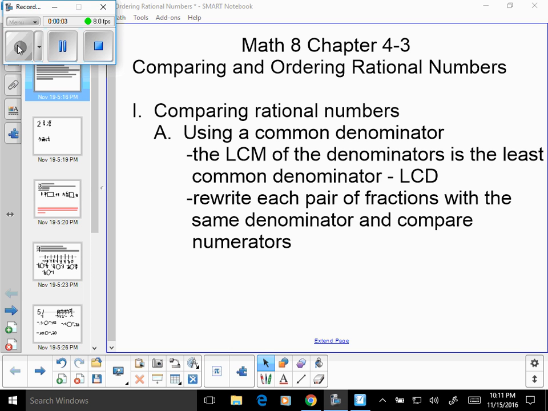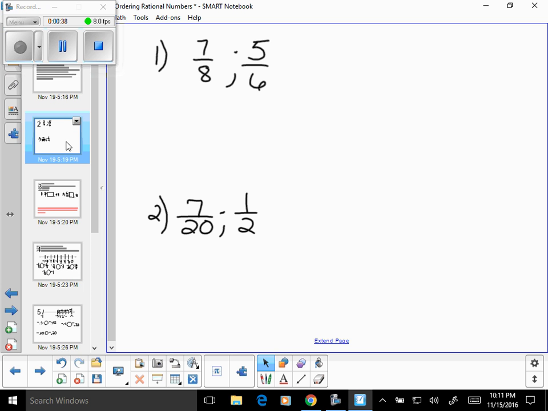Moving on to chapter 4.3, comparing and ordering rational numbers. The first thing we're going to do is compare rational numbers, such as fractions and decimals. This is the formal method. We find the least common multiple of the denominators, form the equivalent fractions over this LCD, and then compare. Hardly anybody does this, but I've done what the book told me to do, and I've told you the method. So I'll show you what it looks like.